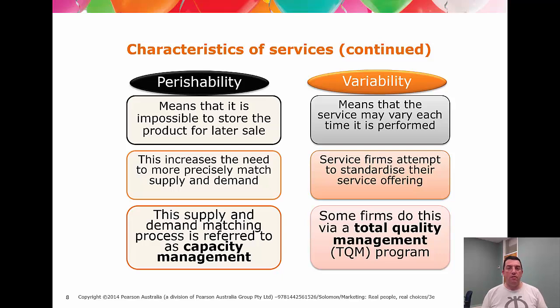The other aspects of a service, it's the perishability of the service itself, and it means that once it's delivered, that's it. It's gone. It can't be re-delivered the same way. It might be slightly different the next time you get it, but that particular service offering is unique in itself. The variability of the service means that it may vary each time it is performed. So there could be a difference in how I perform this lecture this time around here in video. If I have to do it again, it's going to be different. It'll be the same content, but the way I deliver it is going to be different because of the uniqueness of the service offering.